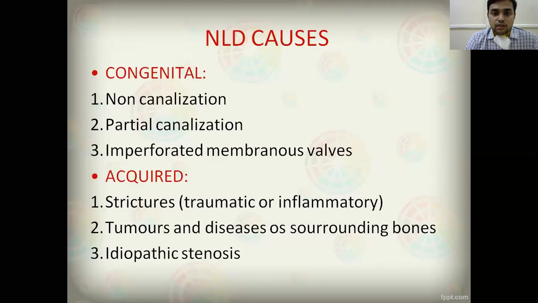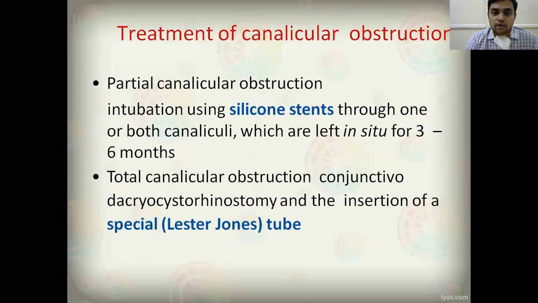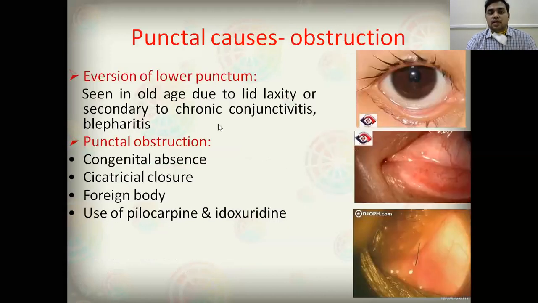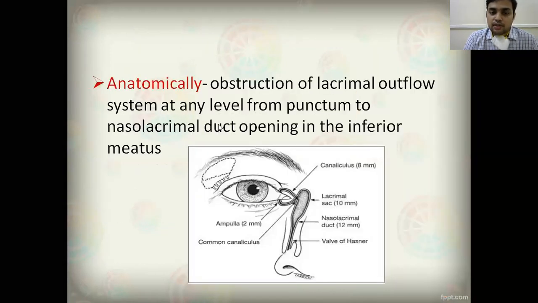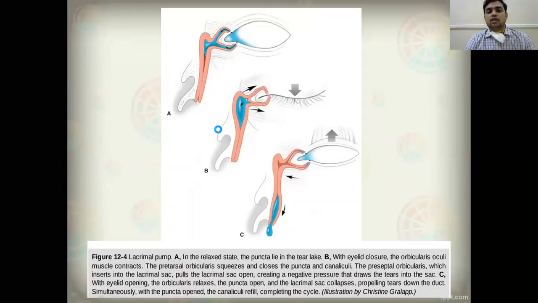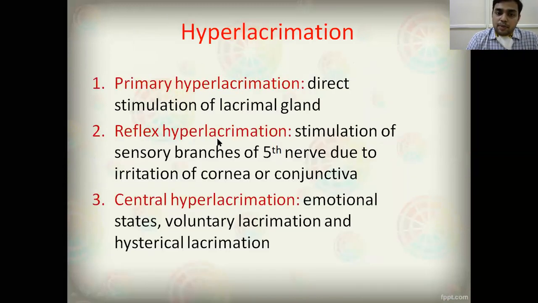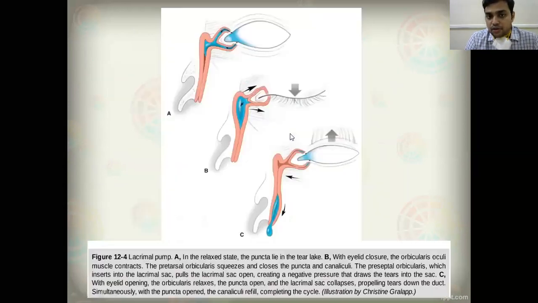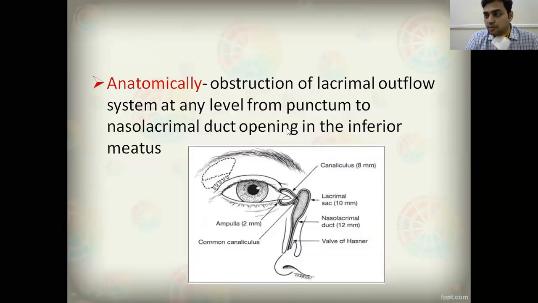So these are the various anatomical causes of epiphora. Basically, epiphora is because of inadequate drainage of the lacrimal passages. It is of two types. It may be physiological or anatomical. Physiologically, it is due to lacrimal pump failure, and anatomically it is because of obstruction at the different levels of the lacrimal passage. It may be at the level of the punctum or canaliculi or lacrimal sac or nasolacrimal duct.